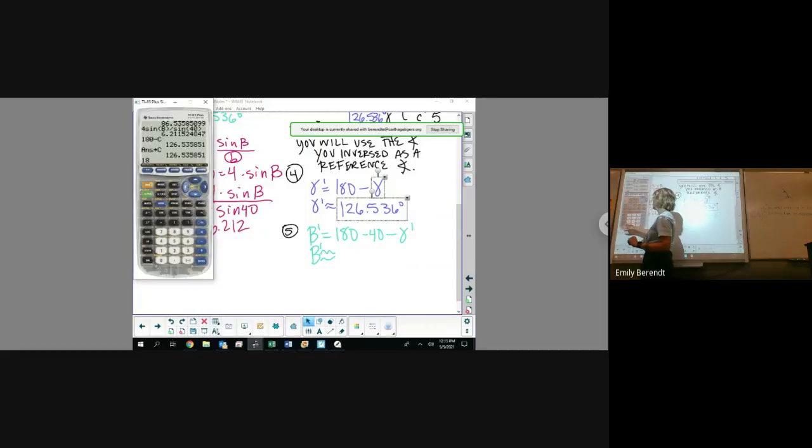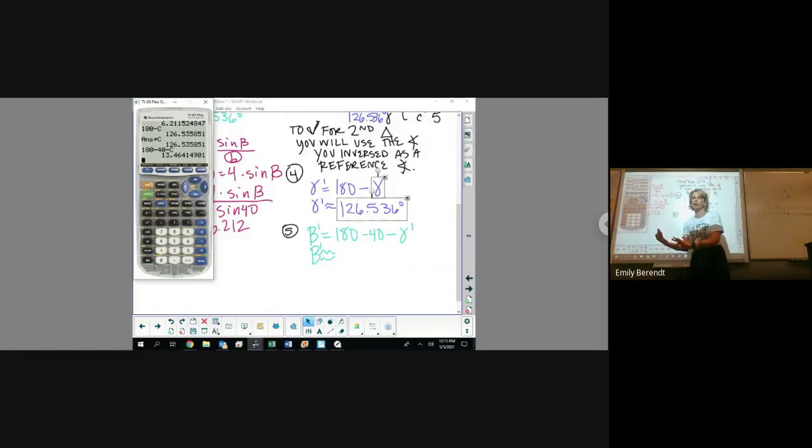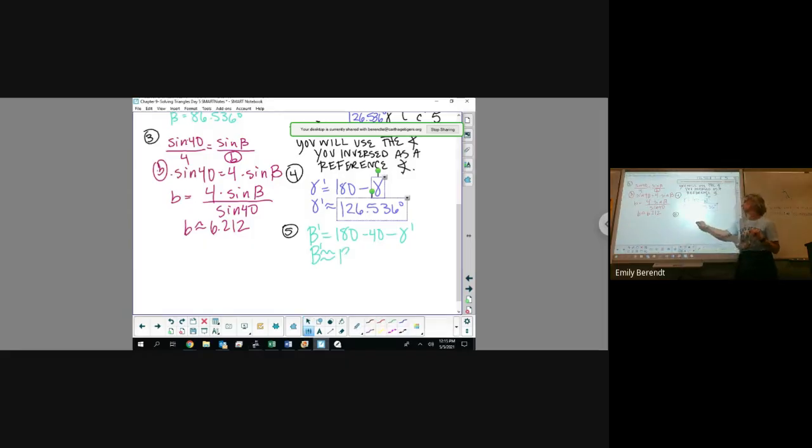So we'll have 180 because the 3 angles total 180, minus the 40 that was originally given, minus the new gamma that you just stored. And we get beta to be a little acute angle of 13.464. And you have to store this because that angle will then be used to find what? What's left in the chart? The missing side for little b. So store that to beta, so that's your new b. And 13.464 goes here in the chart.